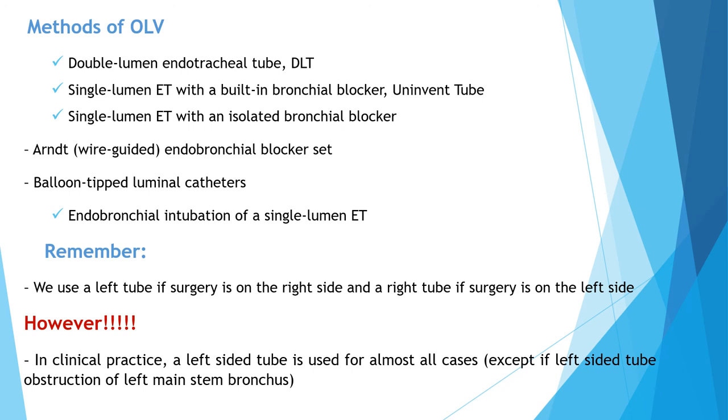Remember, we use a left tube if the surgery is on the right, and we use the right tube if the surgery is on the left. So the opposite side. If the operation is on the left we use the right tube, and if the operation is on the right we use the left tube, so that we ventilate the healthy lung and leave the injured lung. However, in clinical practice, a left side tube is used in almost all cases, except if there is obstruction of the left mainstem bronchus. So remember the order: right side tube if the surgery is on the left, and left side tube if the surgery is on the right.